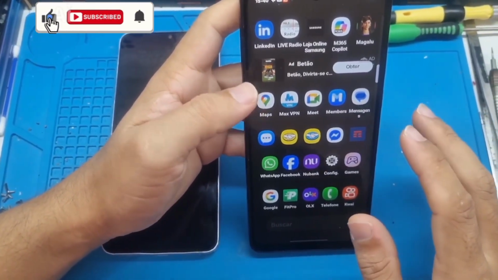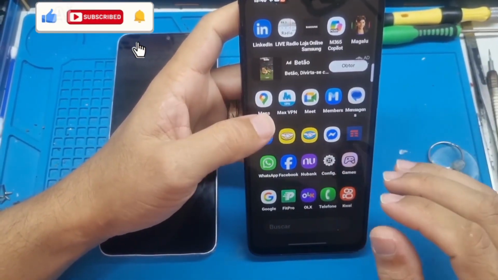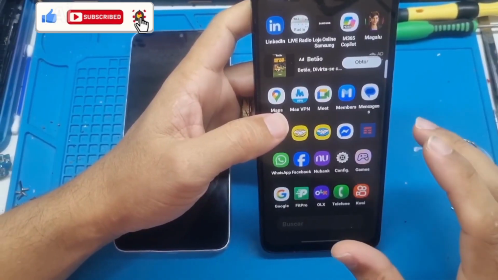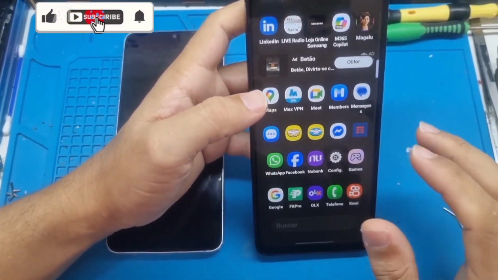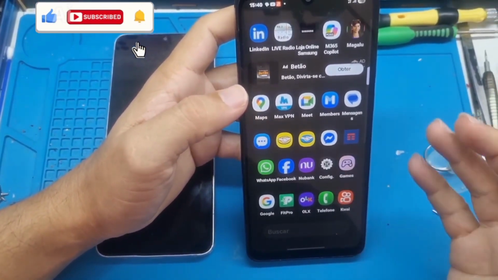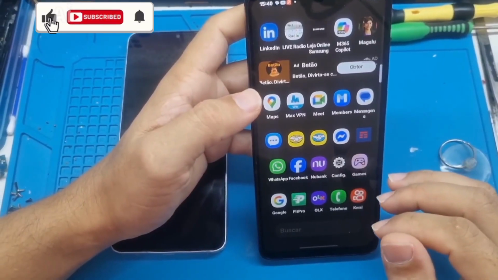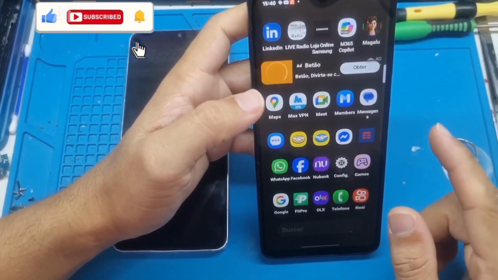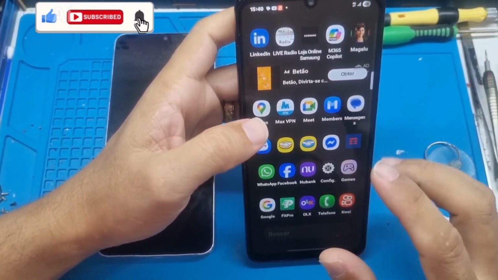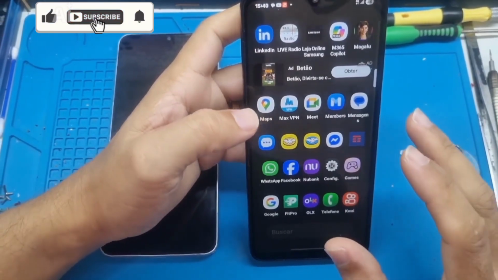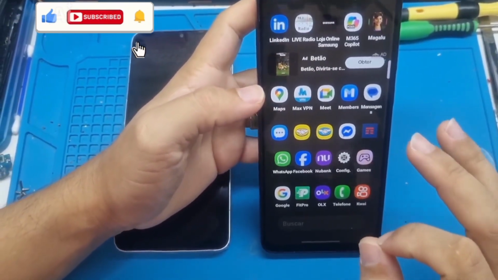Analyzing piece by piece, we identified here that the defect is the screen. We recommend the client go back there and tell the technician to replace the screen. So for you to have an idea, the defect here is the screen.